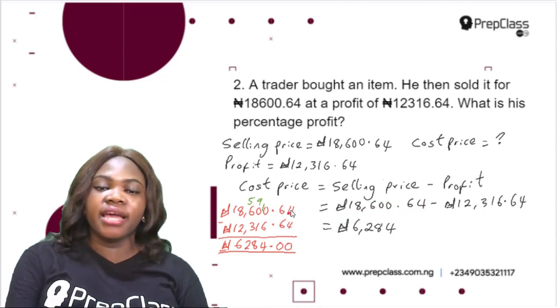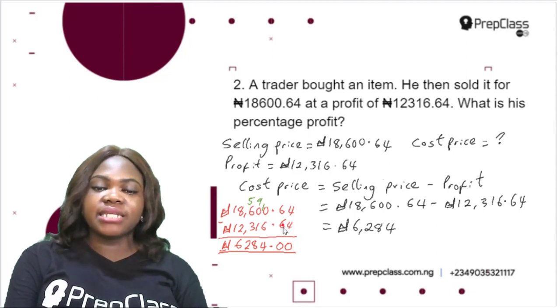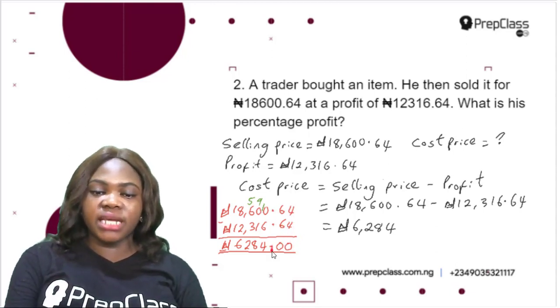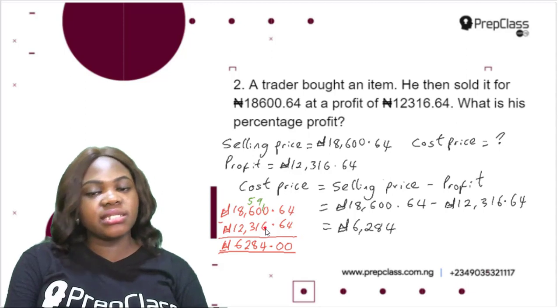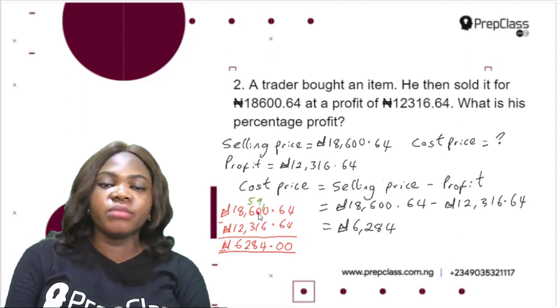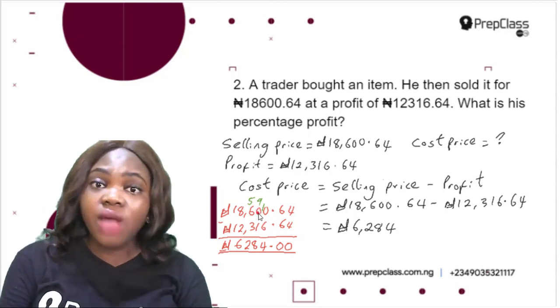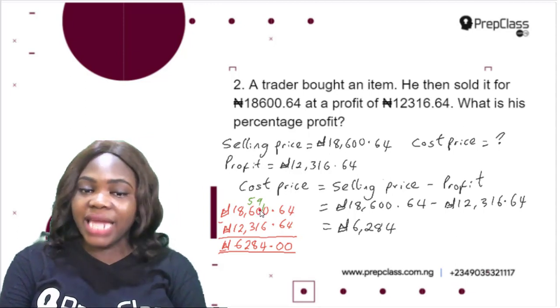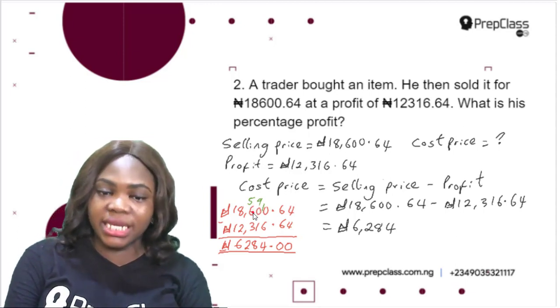Okay, let's do that here. 4 minus 4 is 0. 6 minus 6 is 0. Then drop the decimal point. 0 minus 6 is not possible, so we have to get 1 from the next digit. The next digit is also 0, so we can't get anything from it. So we have to move on to the next digit.